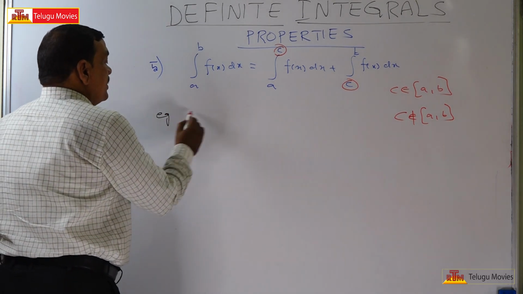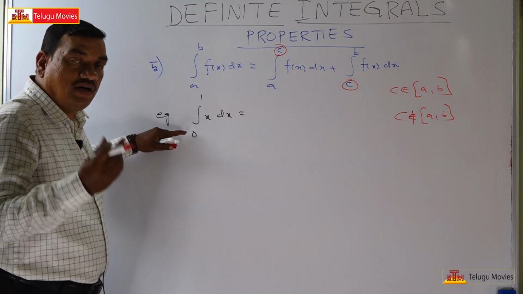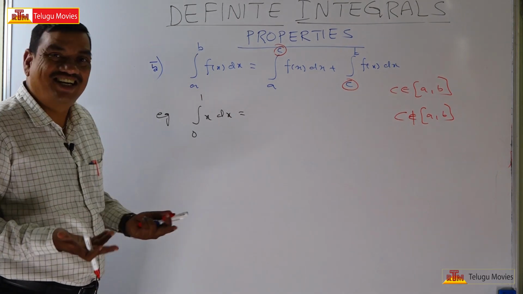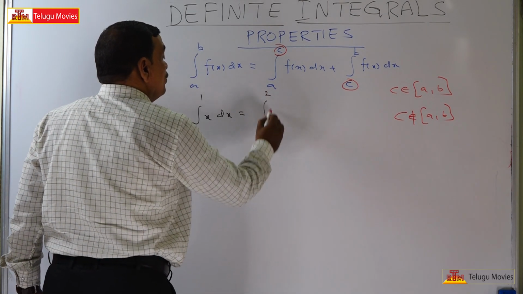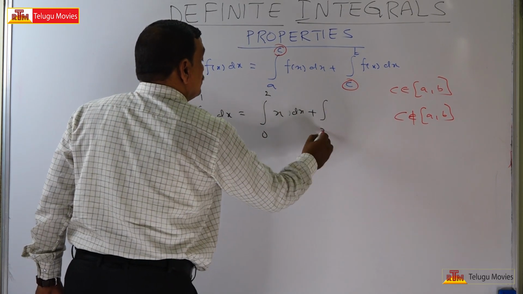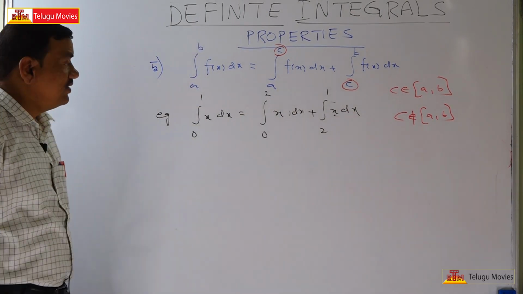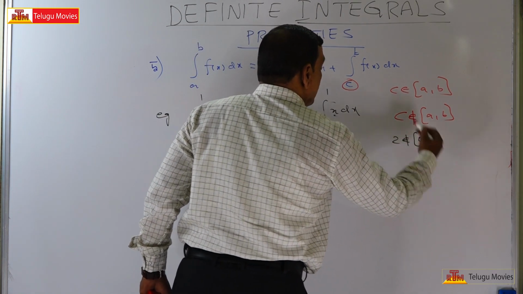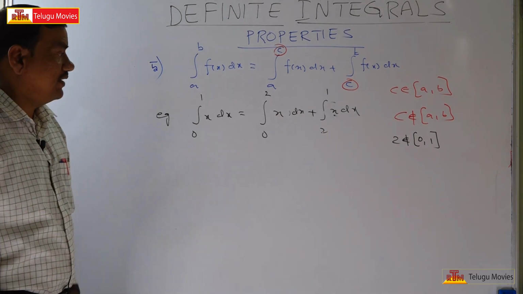For example, see here: integral 0 to 1 of x dx. Now, what is the interval in which the function x is defined? 0 to 1. Yes, in 0 to 1 the function x is defined. That means you can get the images. I am writing this as integral 0 to 2 of f(x) dx, where f(x) means x, plus integral 2 to 1 of x dx. Are both the same? Let us check here. If you observe, 2 does not belong to the closed interval [0, 1] clearly. So 2 lies outside of (0, 1). Right.